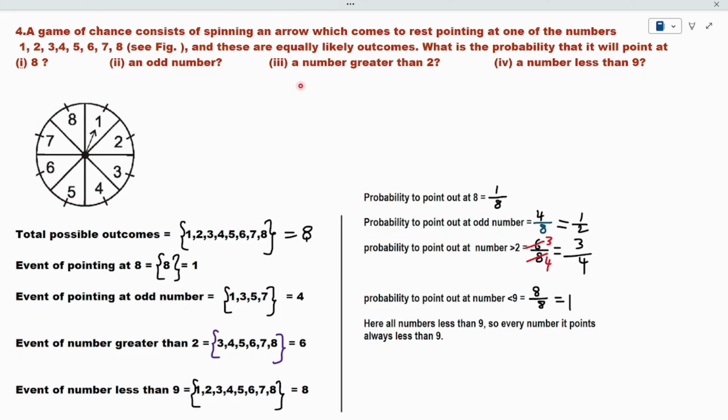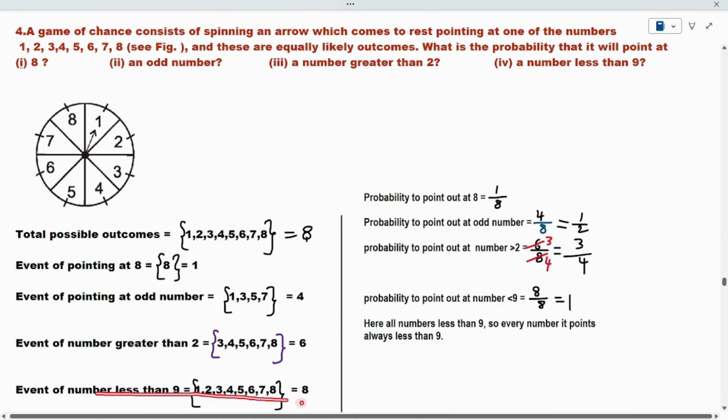Then coming to a number greater than 2. Observe this figure. How many numbers are greater than 2? This is greater than 2, this is greater than 2, all these are greater than 2. Total 6 numbers: 3, 4, 5, 6, 7, 8. So the event of getting a number greater than 2 equals 6. How many numbers are less than 9 here? All the numbers are less than 9. So my event of getting less than 9 equals 8, because all 8 numbers in this spinning machine are less than 9.